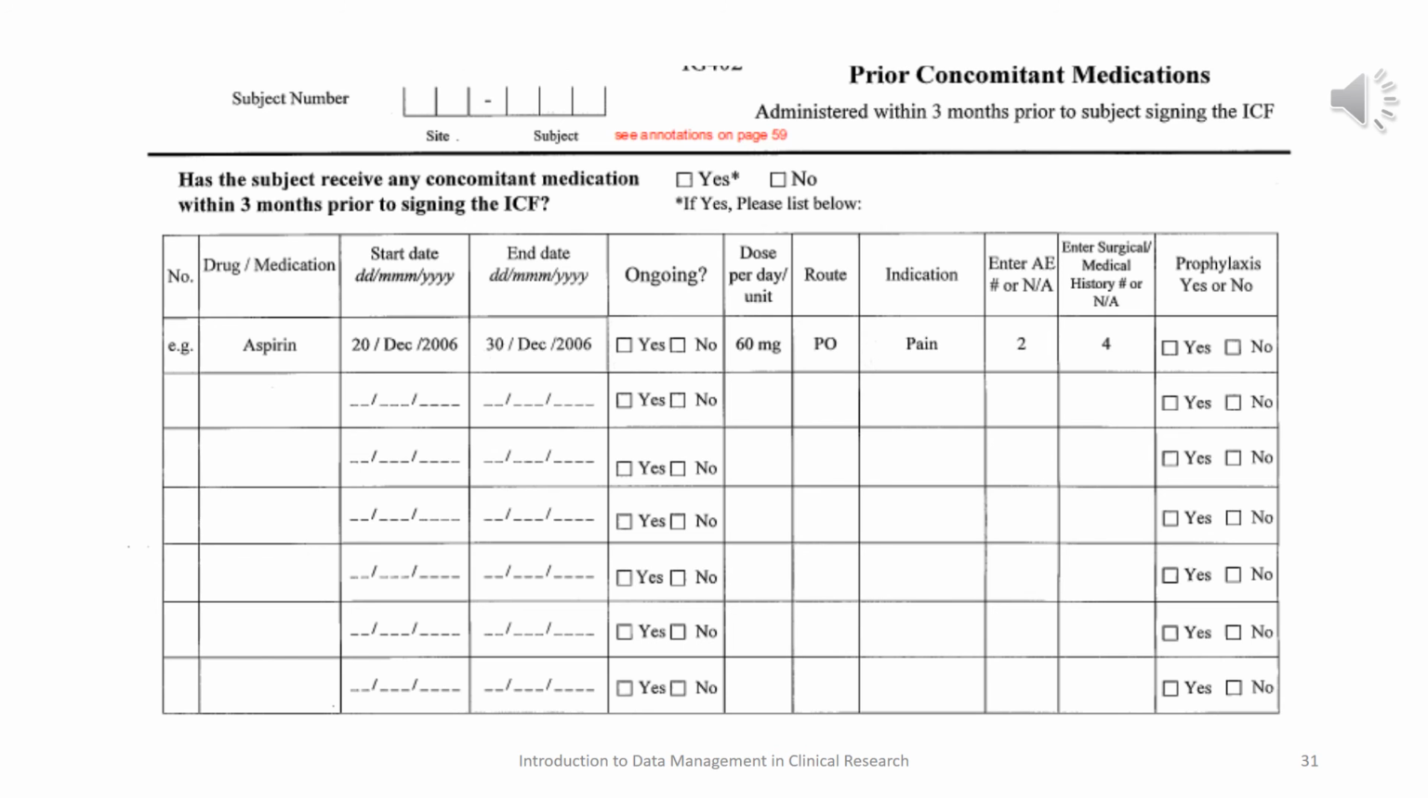And then out here to the right, there are going to be times where patients take concomitant medications on a prophylaxis basis. So they do it to avoid some type of disease indication. In this case, we want to indicate either yes or no. Is it taken for prophylaxis or is it not?